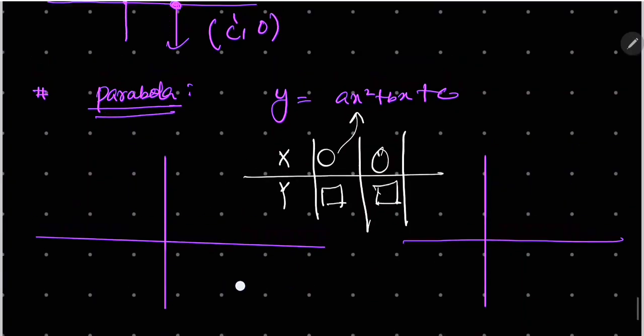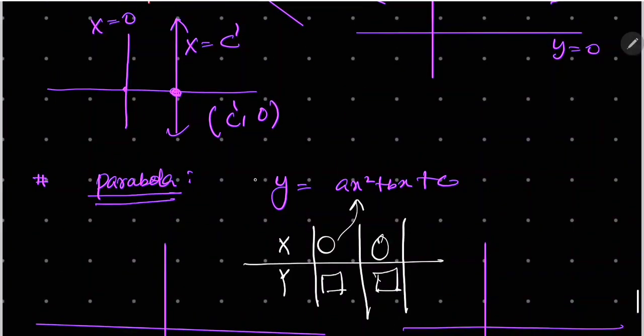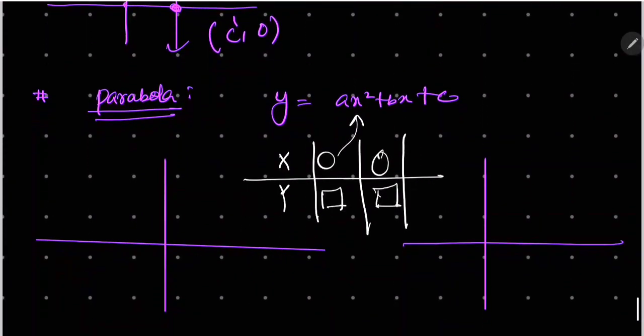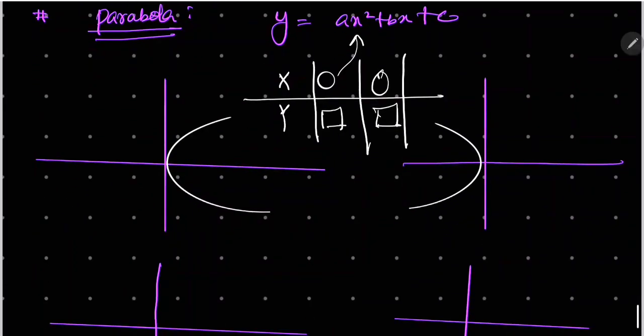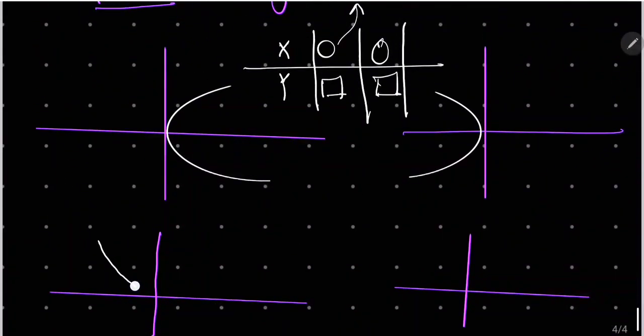Here you have to understand that the equation of a parabola is basically a quadratic equation appearing like this, and we will have four standard parabolas. One is like this, another is like this. Remember, one is like this, another is like this.